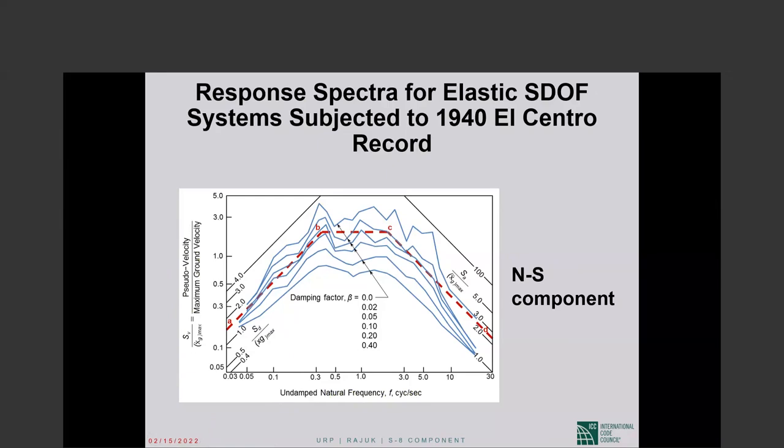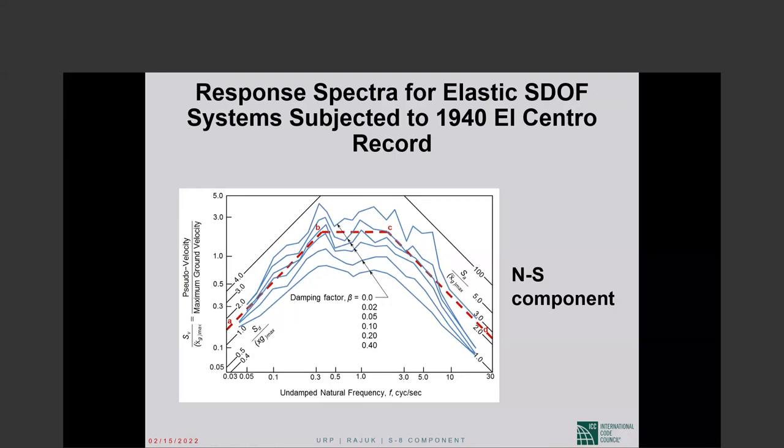Okay. The different curves are for 0, then 2% of critical damping, then 5%, then 10%, then 20%, and 40% of critical damping, which is totally unrealistic in a structure. We are typically in the 2 to 10% range. The higher the damping, the lower the spectrum.